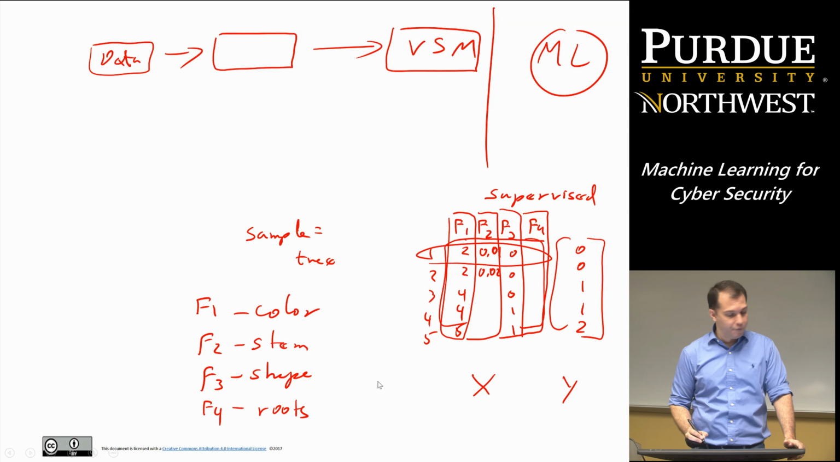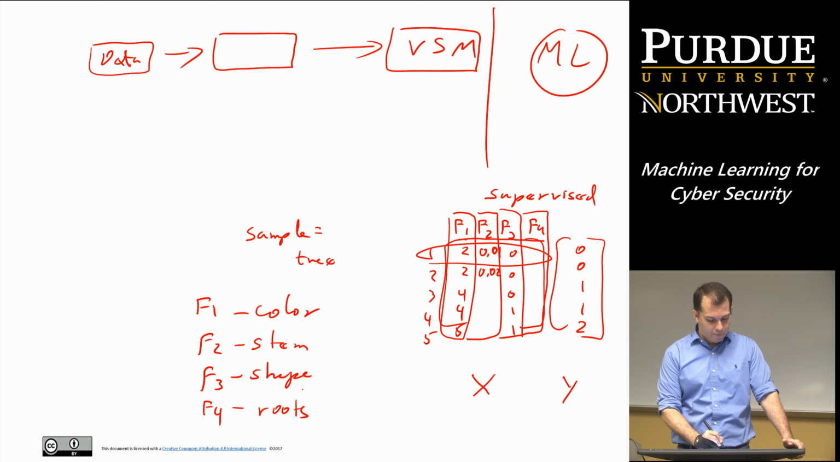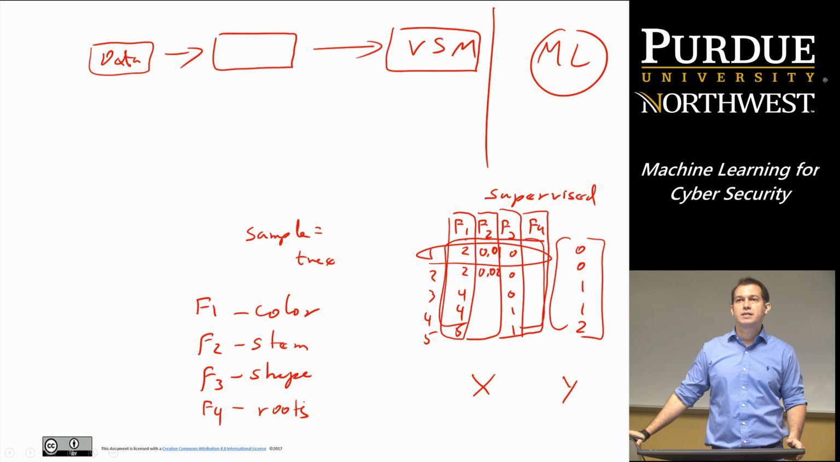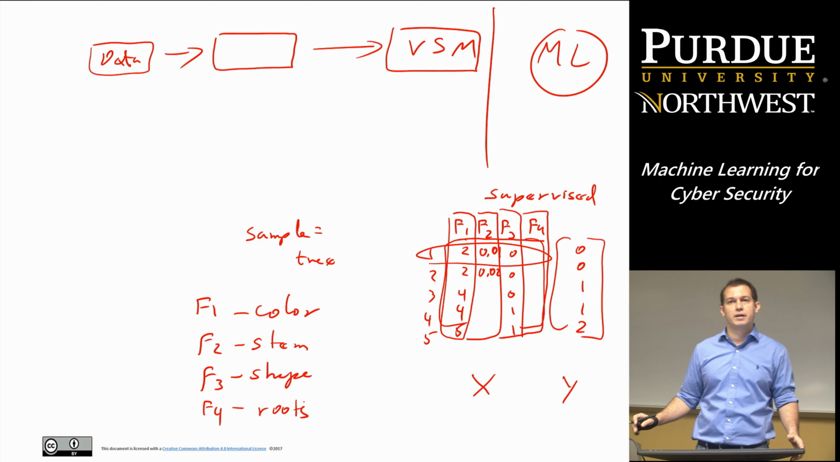We have features, which are the color, the stem, the shape, the roots. Now, how did you identify those features? Because we all know what a plant is, right? We all have seen plants before. So that's why we can do this. And then the labels, we just identified that we had 3 types.